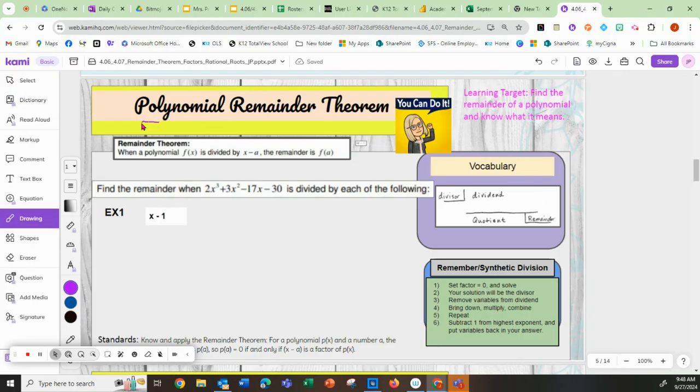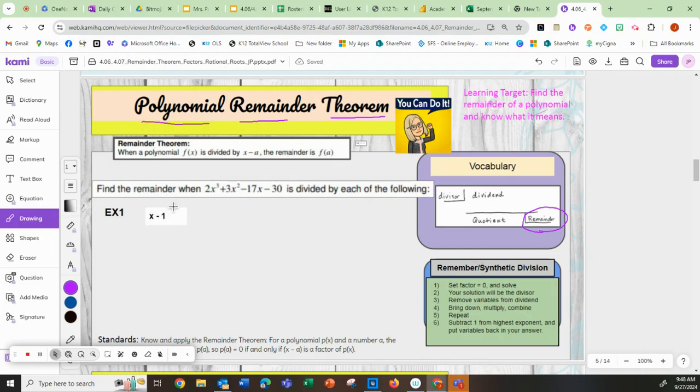So, polynomial remainder theorem. It's basically when they give you a factor. So this says find the remainder of this polynomial once it's divided by the following. Our remainder is always the last thing that we bring down in synthetic division, if we use synthetic division. And most of the time, synthetic division is just going to be quicker, because remember, it's a fake way to do long division and we don't have to use the variables, so it's going to be a little bit easier.